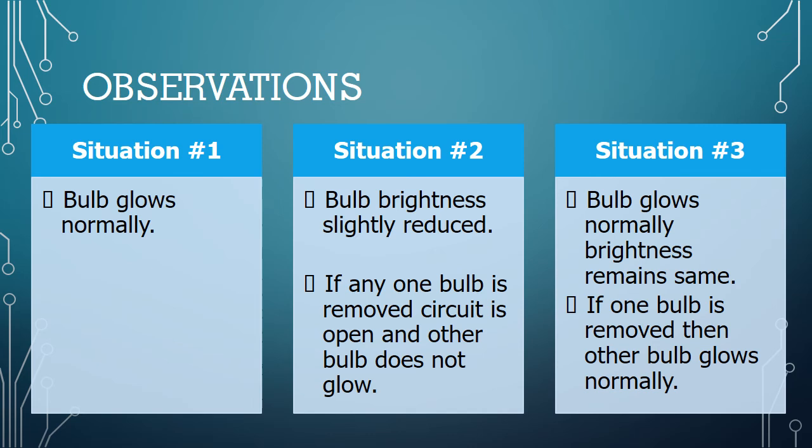In situation one, the bulb glows normally because it is a simple path and the bulb is connected in series. In the second situation, the bulb brightness is slightly reduced. Why? Because only one cell is present and two bulbs are present. One bulb is added, but the same current or same voltage has to pass. Then, if any one bulb is removed, the other bulb does not glow. Why? Because they are connected in series.